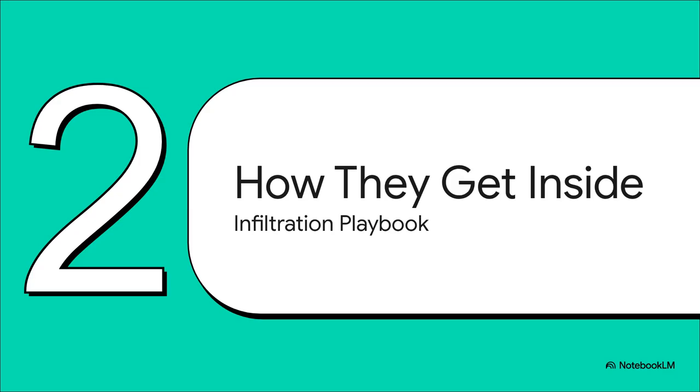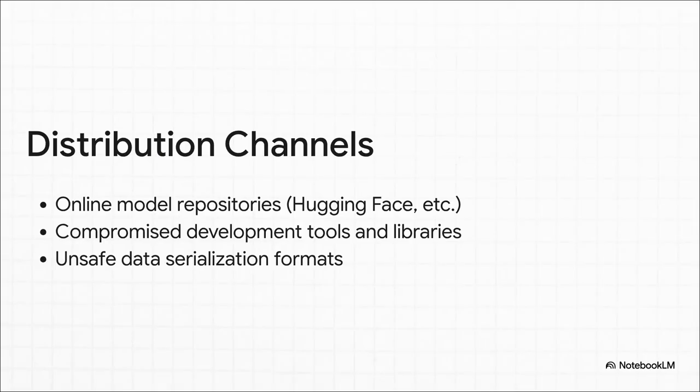Okay, so if these things are so dangerous, how in the world are they getting into our systems? Let's take a look at the attacker's playbook. So attackers pretty much have three favorite ways to get in. You've got the most common one, sneaking into big online model hubs like Hugging Face. Then there's compromising the very tools you use to build your software. And the third one, it's a bit more techy, but it's a huge deal. They exploit the way the models themselves are packaged.